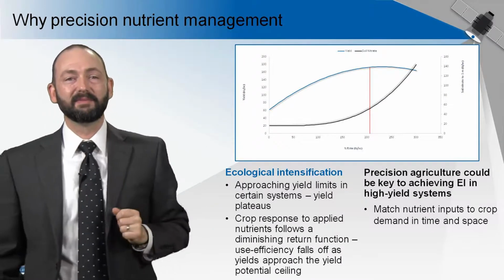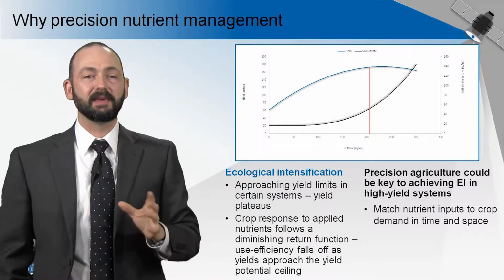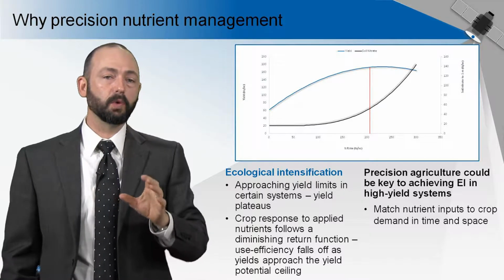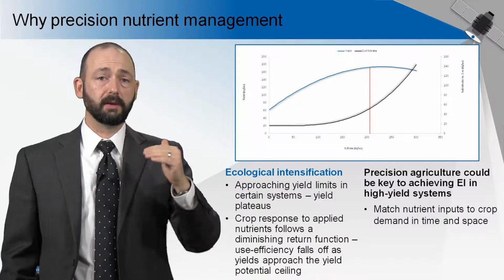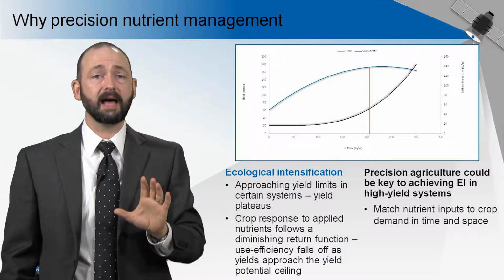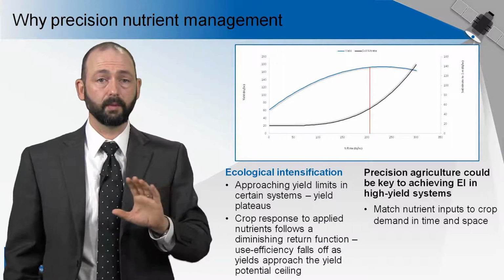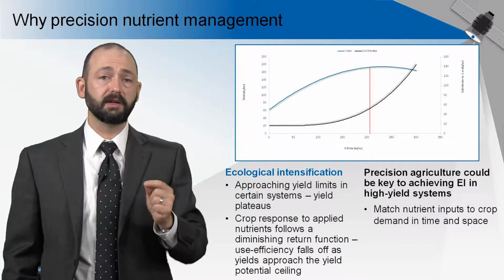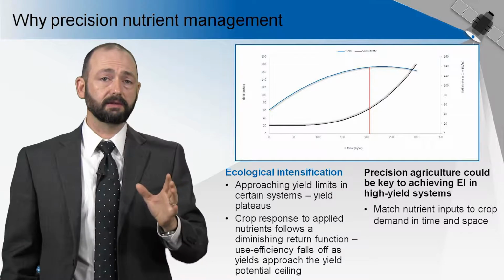So why precision nutrient management? The key here is ecological intensification. And what we mean by that is we're approaching biophysical yield limits or yield plateaus, particularly in the developed world in our cropping systems. That's not the genetic yield potential. We're nowhere near that. But it's the yield potential within our cropping systems with tillage, weather, and everything included.